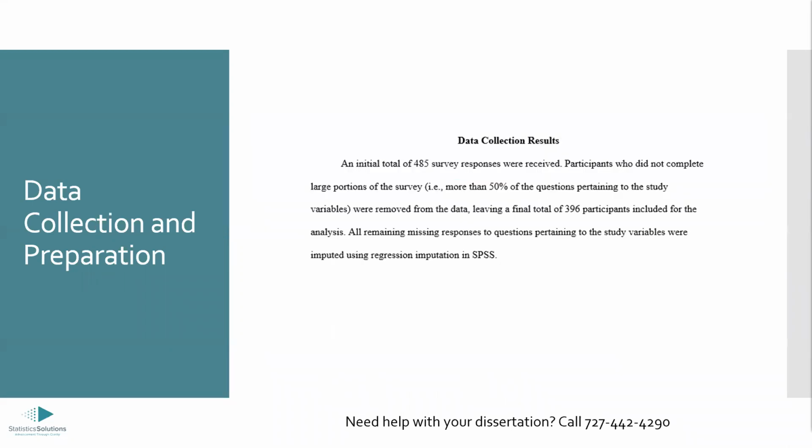So let's take a look at just a couple of examples of what you might write in this data collection and preparation section. So here we have an example where we first state the total number of survey responses that were received. And then we talk about how we need to exclude some participants. So for instance, participants who are missing more than 50% of the questions. Then we state our final total sample size and also have a statement talking about how we're handling any remaining missing values or responses.